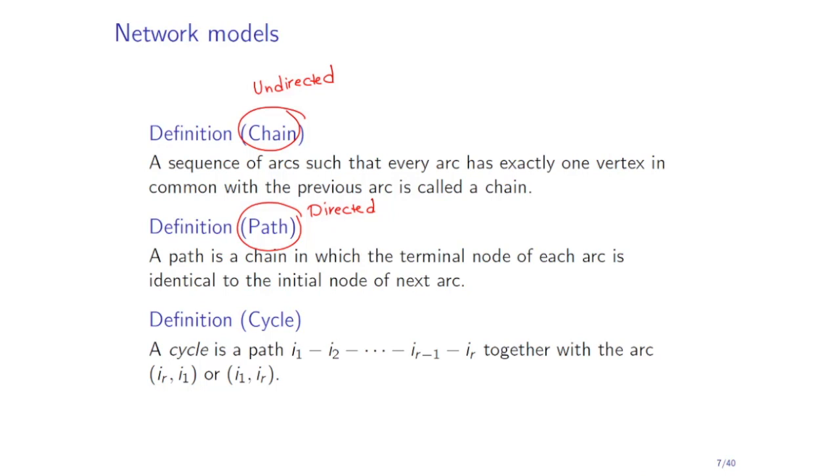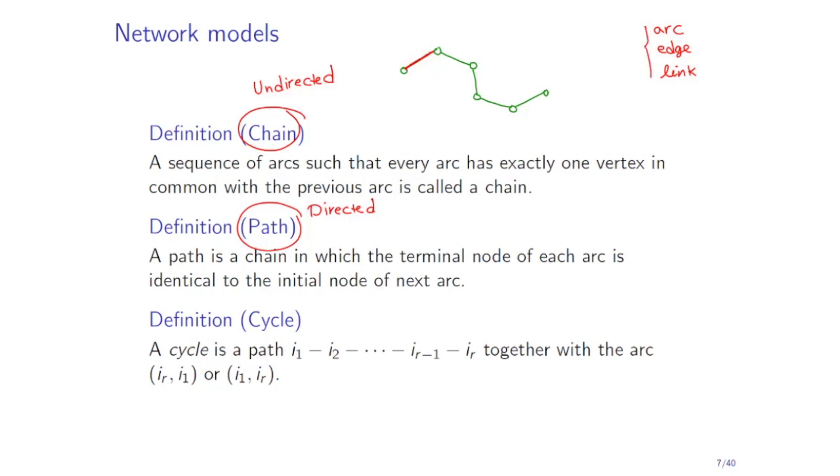A sequence of arcs such that every arc has exactly one vertex in common with the previous arc. Okay, this is the definition of a chain. It simply means that if you have a graph, something like this, is called a chain. It is a collection of arcs, a sequence of arcs. This is an edge. As I said, arc, edge, and link are the same things, okay?